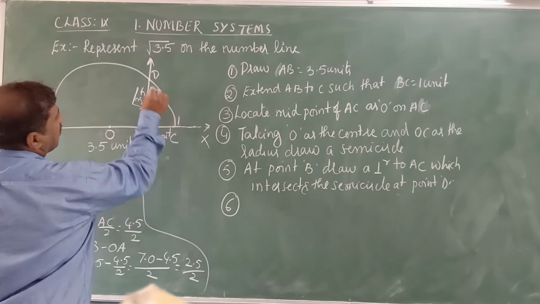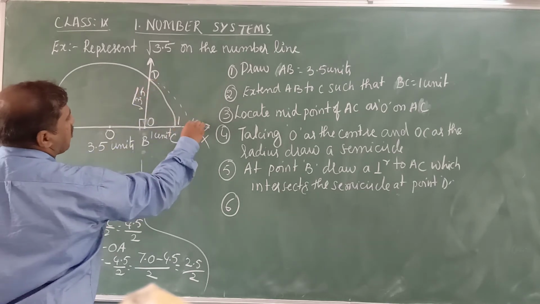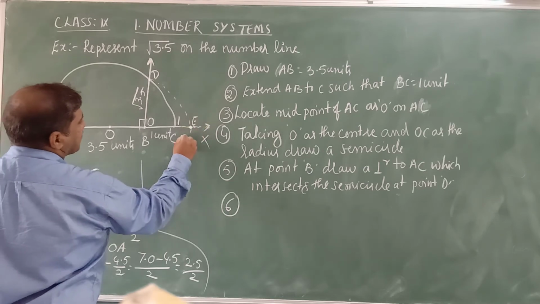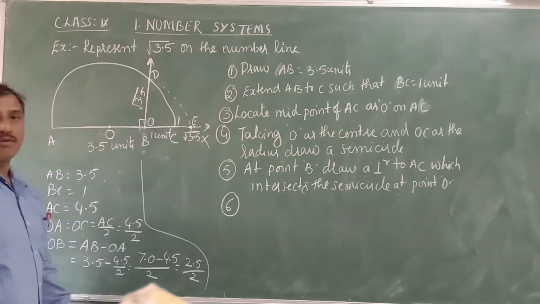Draw an arc which intersects the number line at a point. Consider this point is E. Point E represents square root of 3.5 on the number line.